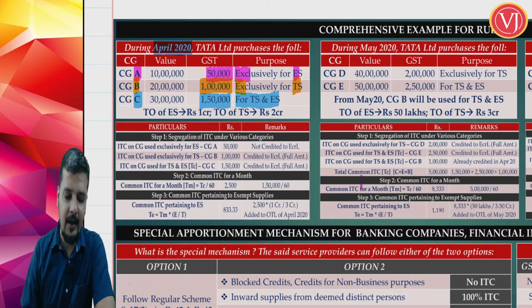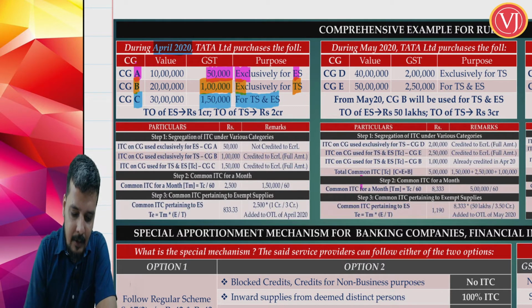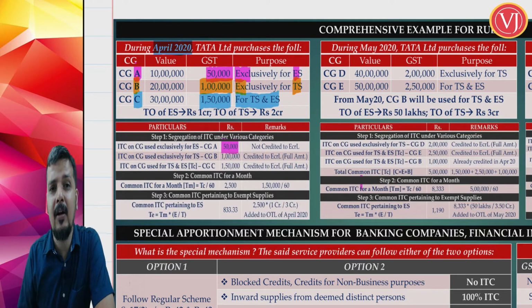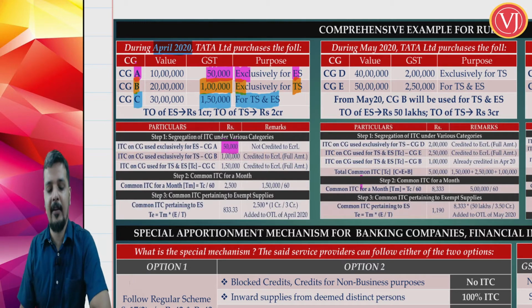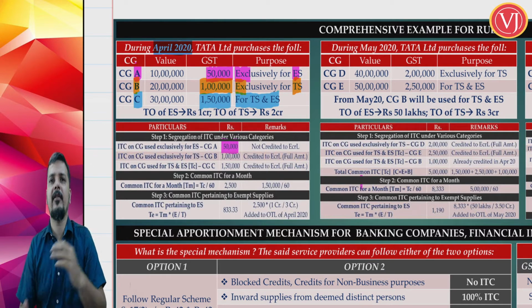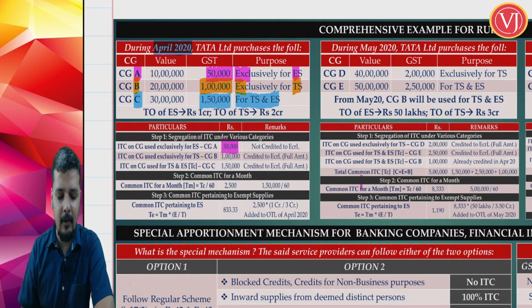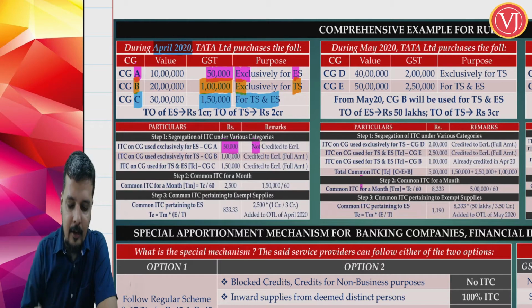Rather, sorry, capital goods A, 50,000, you cannot take any credit because it is exclusively used for exempt supply. No credit, so it will not be credited to your electronic credit ledger.